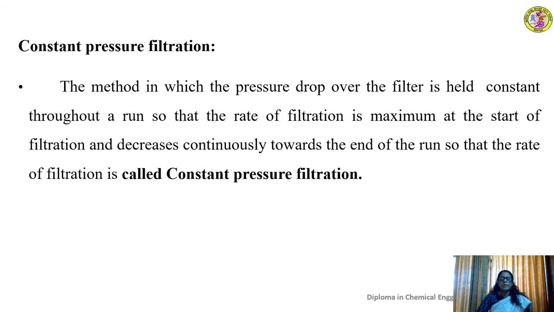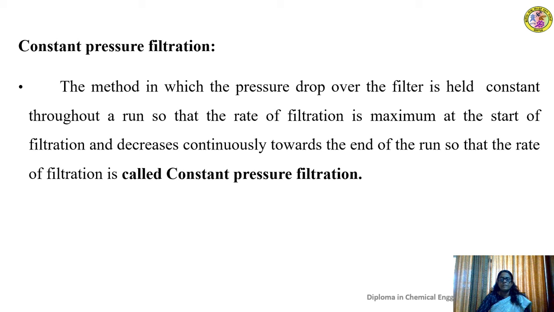If the pressure drop over the filter medium throughout a filtration run is held constant, then the rate of filtration will be maximum at the start, and it decreases continuously towards the end of the run, finally becoming minimum at a certain cake thickness. That kind of filtration is called constant pressure filtration, during which the rate of filtration varies from maximum at the beginning towards a minimum at the end of the cycle.